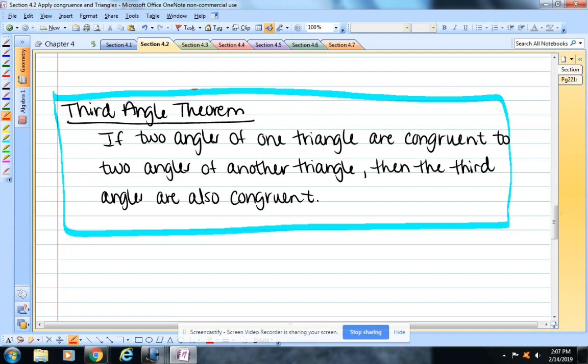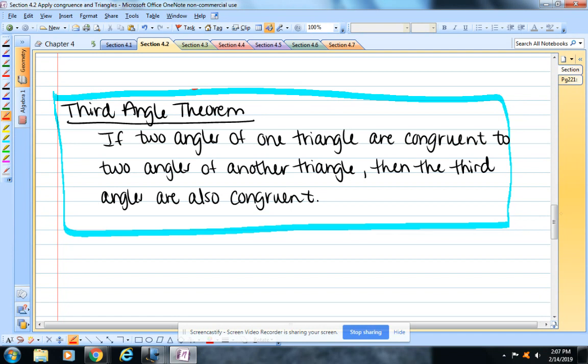And then you have the transitive property. If 2 triangles are congruent to the same triangle, then they're congruent to each other. So the example they give you is triangle ABC is congruent to triangle DEF, and triangle DEF is congruent to triangle JKL, then triangle ABC and triangle JKL must be congruent to each other. And that's transitive. 2 things are congruent to the same thing, then they're congruent to each other.